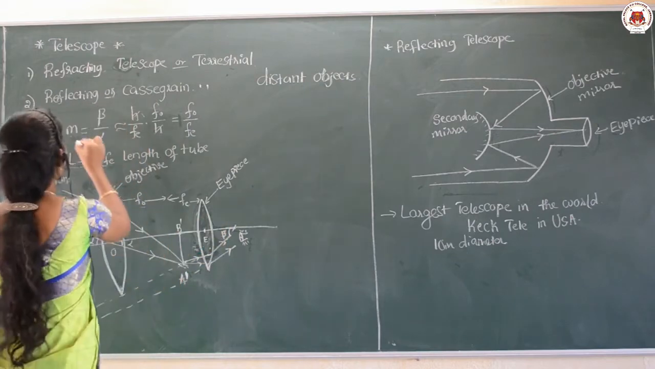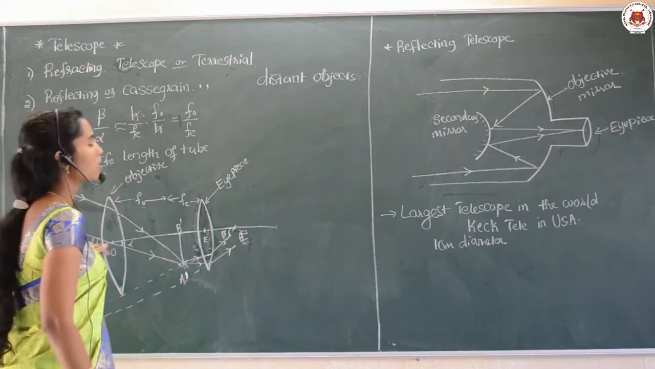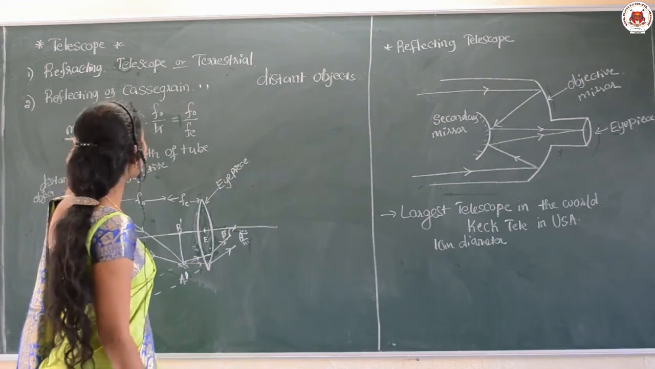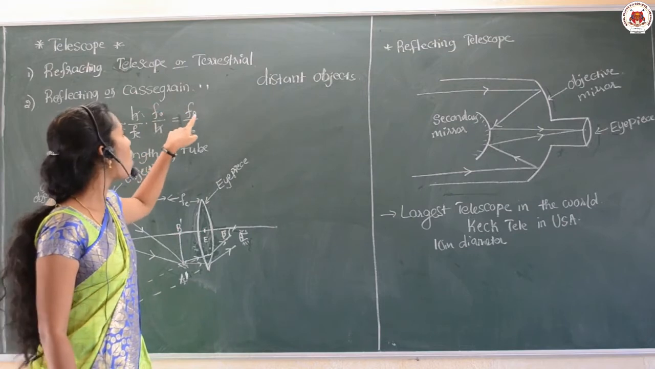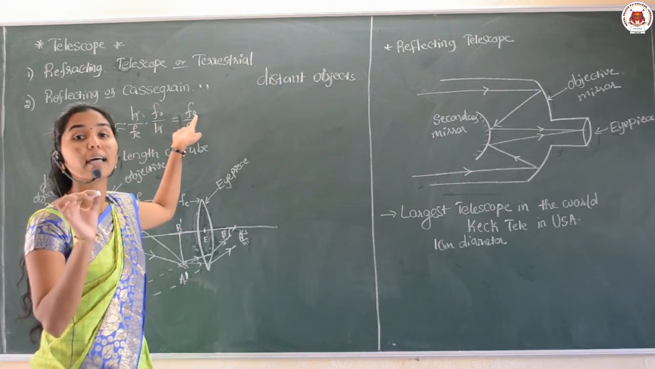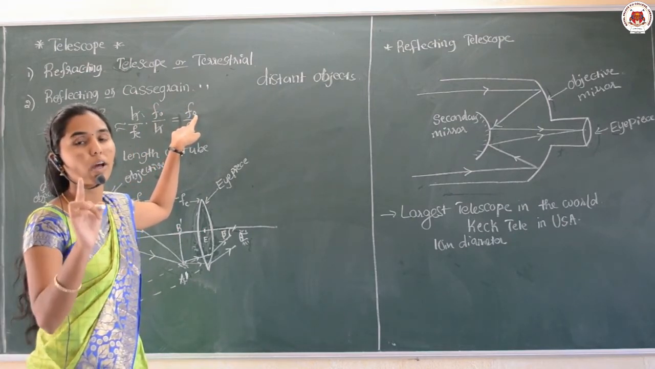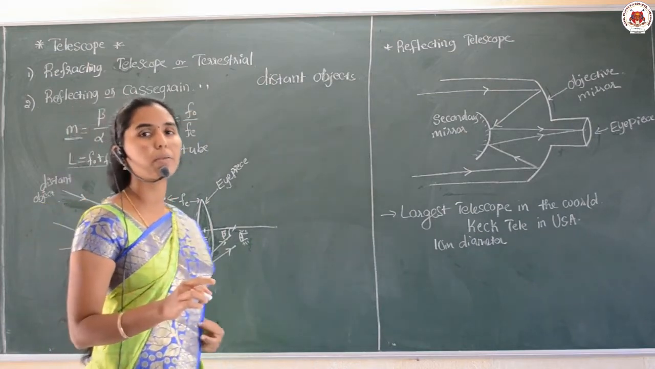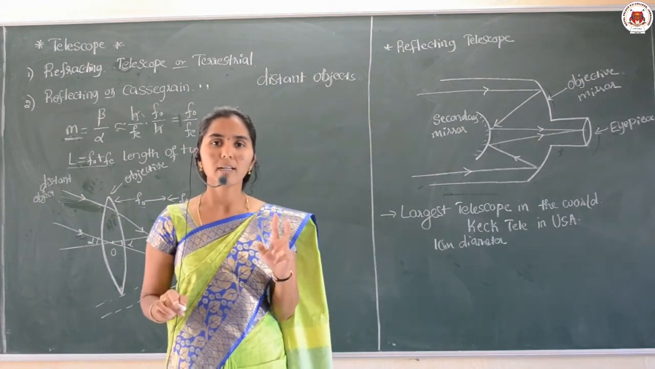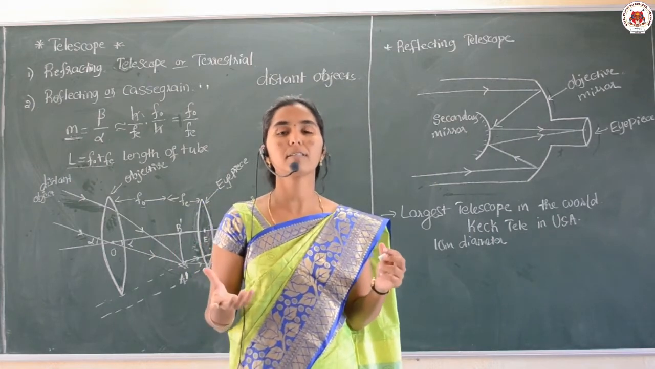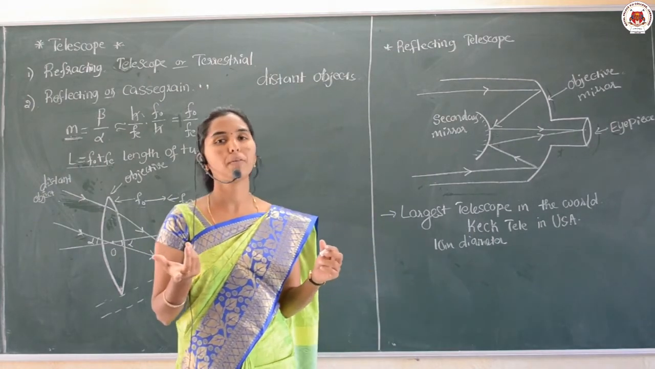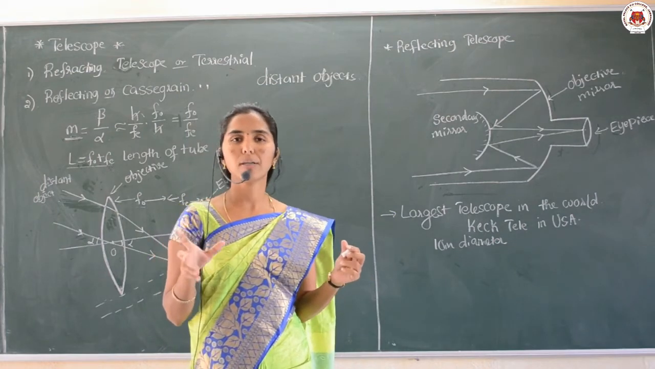How do you increase the magnifying power of the telescope? It can be increased by using the objective of a large focal length. One word. This question also comes sometimes. Sometimes they may ask magnifying power, sometimes resolving power. So there the same thing will come.